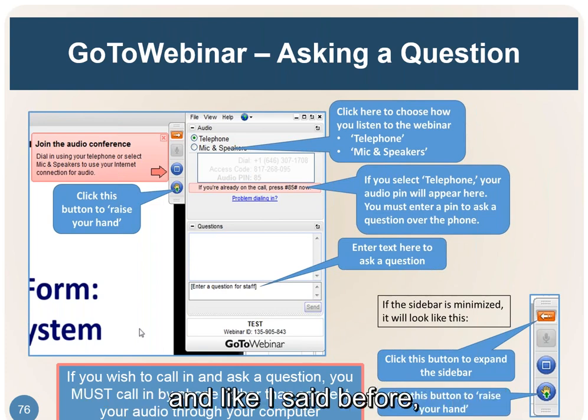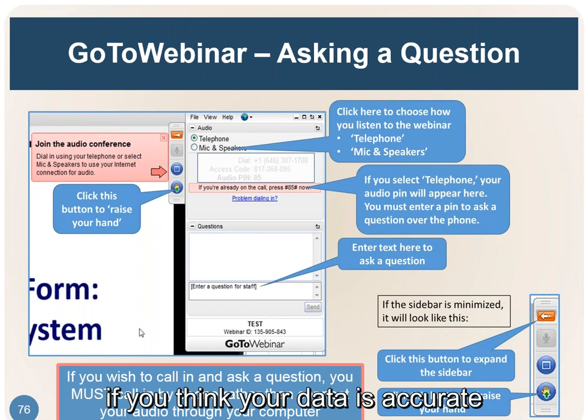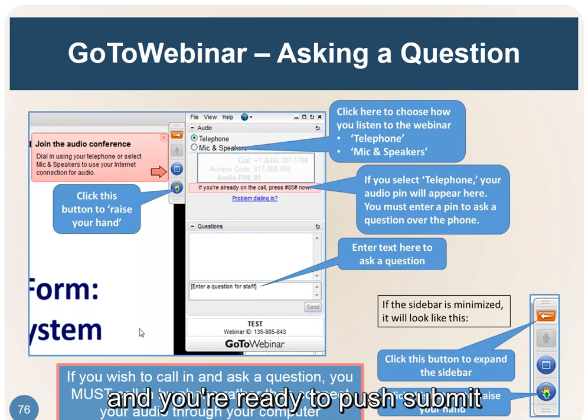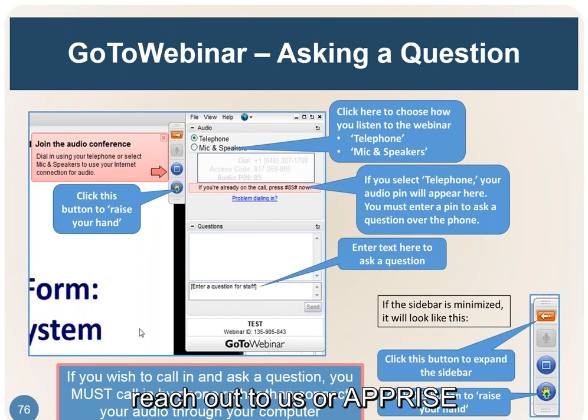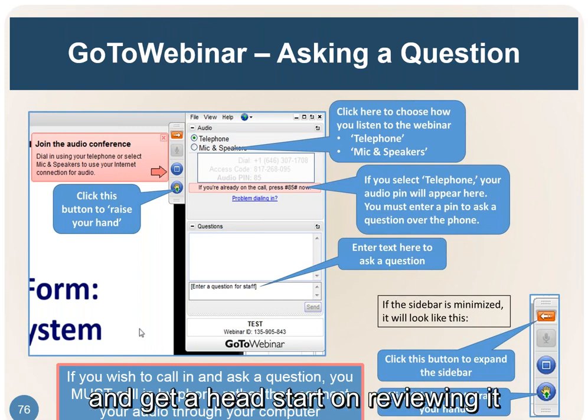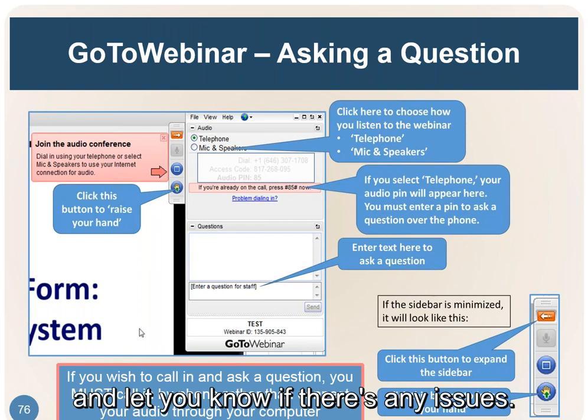And like I said before, if you think your data is accurate and you're ready to push submit, even though you just can't just yet, reach out to us or Apprise, and maybe we can go ahead and take a look at your data, get a head start on reviewing it, and let you know if there's any issues.